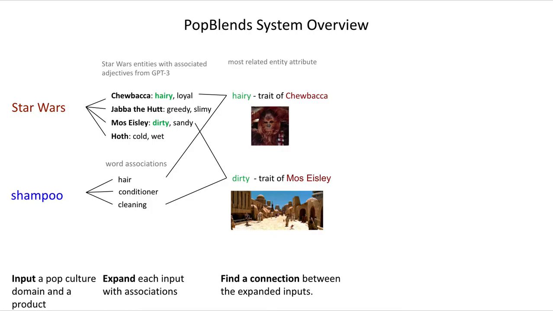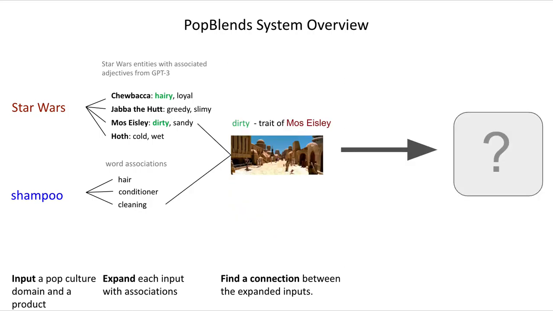For example, hairy from Chewbacca is connected with hair of shampoo, and dirty from Mos Eisley is connected to cleaning from shampoo. For every connection, like dirty and cleaning, the system needs to find images that could be combined that connect each input.